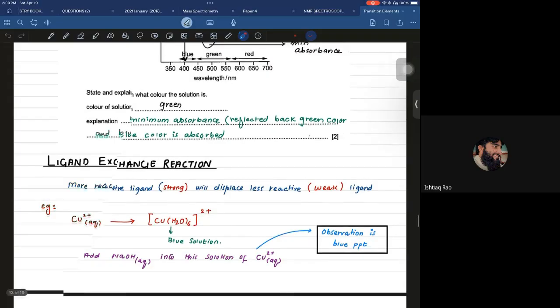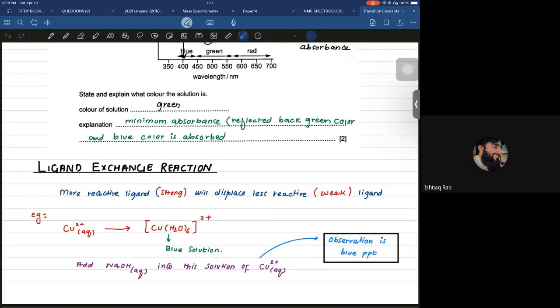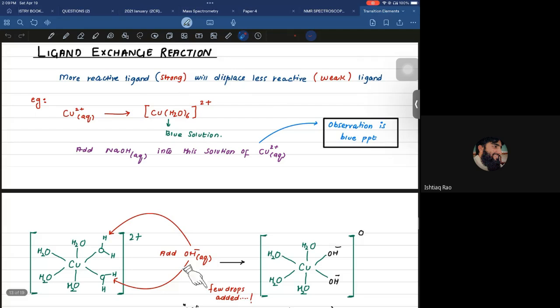This is ligand substitution reaction. Always remember, the stronger ligand is going to substitute the weaker ligand. Okay, the more reactive ligand is going to substitute the less reactive ligand. Always remember. So if you can see this, this is copper 2+.